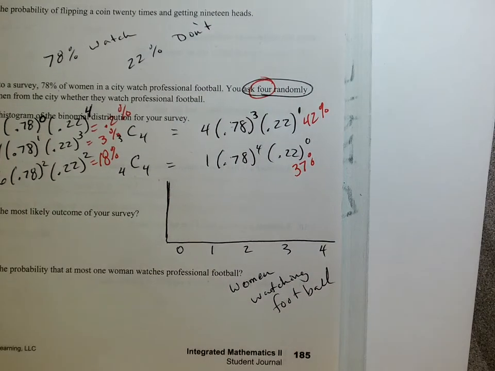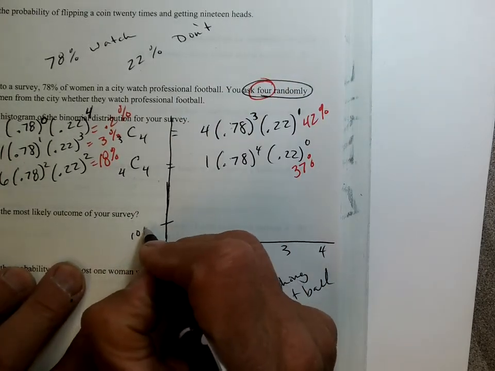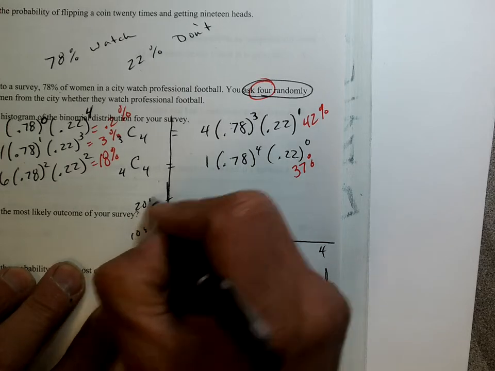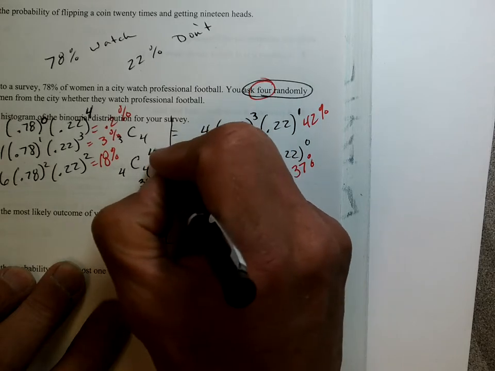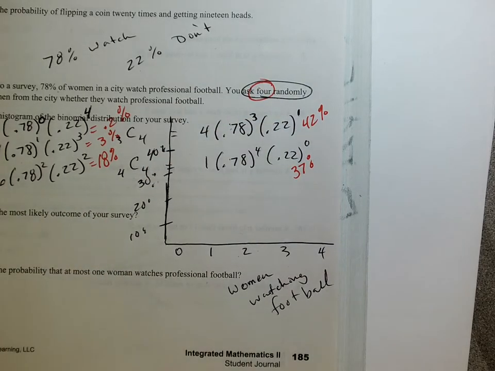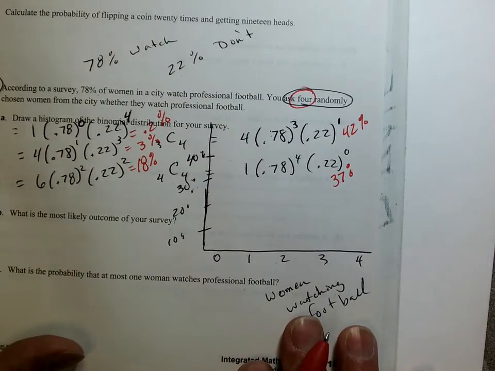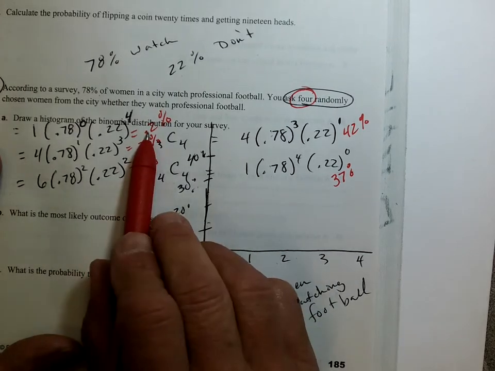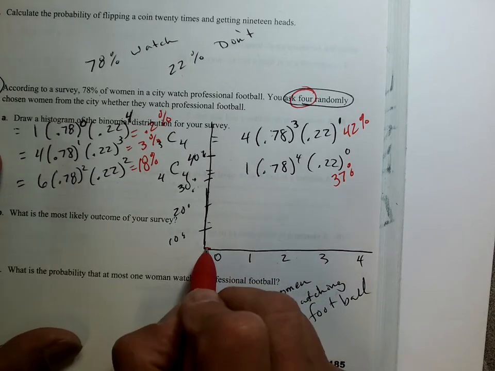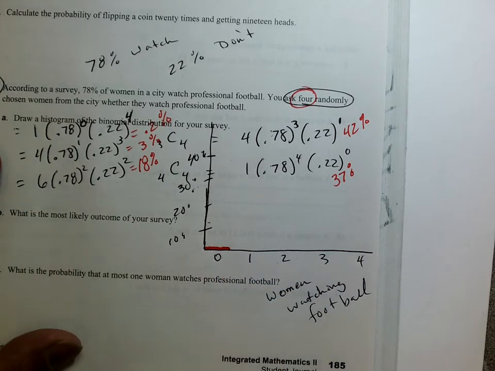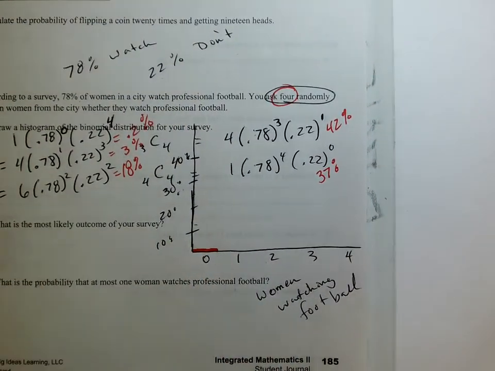This is women watching football, and for my percentages, I'm probably going to have to go up maybe 10%, 20%, 30%, and maybe 40%. Now I'm going to do a bar graph. The chances that zero women watch football is less than 1%. It's really, really little, so I can barely see a bar way down here. We came up with about 0.2%, so you barely see that.